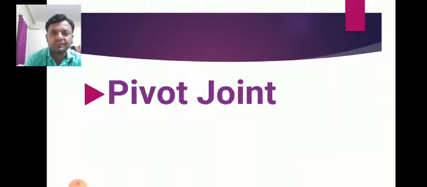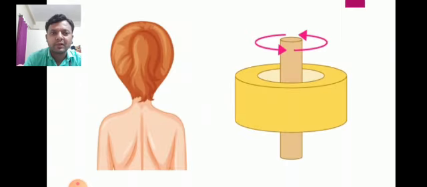Next, moving on, the pivot joint. The second type is the pivot joint. Let us see what the pivot joint is, what its use is, and where the pivot joint is located in the human body. Here I would like to show you the picture of the pivot joint. A pivot joint has a rod-like structure and a round-shaped bone structure.